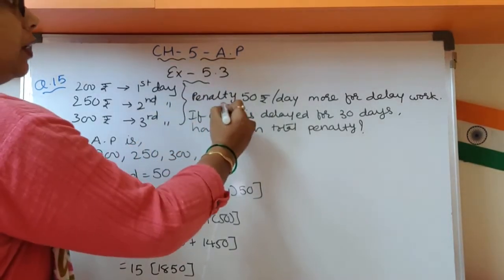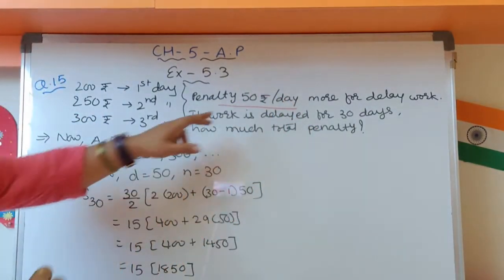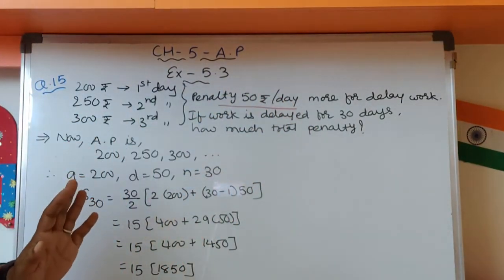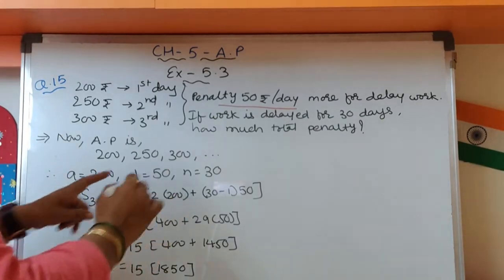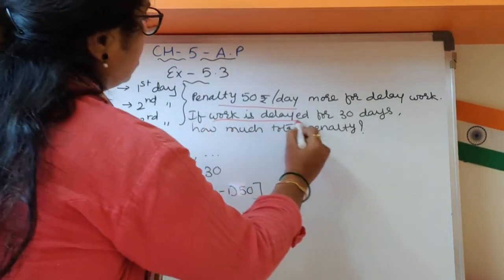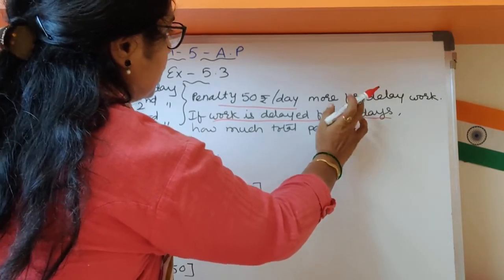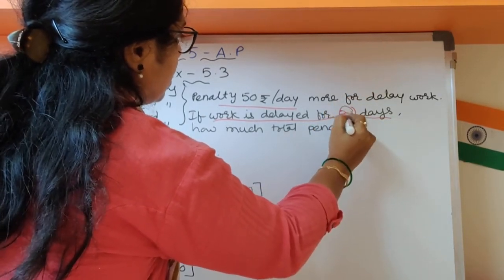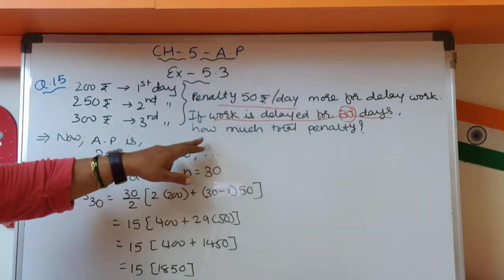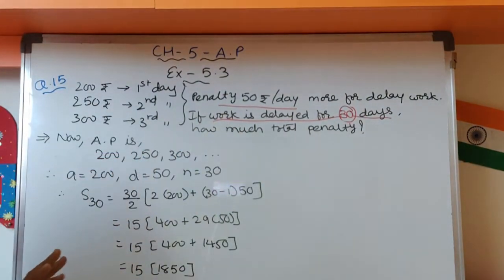So they have given a penalty of 50 rupees per day for delayed work, and this work is delayed for 30 days, and therefore they are asked to find the total penalty.